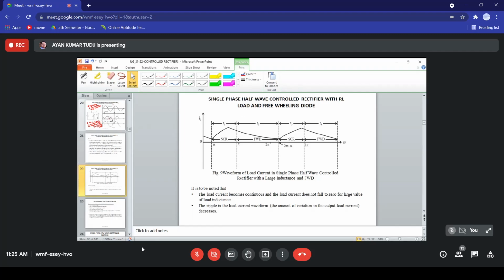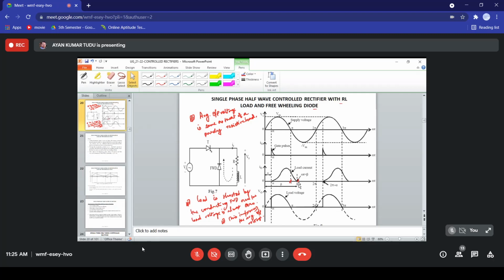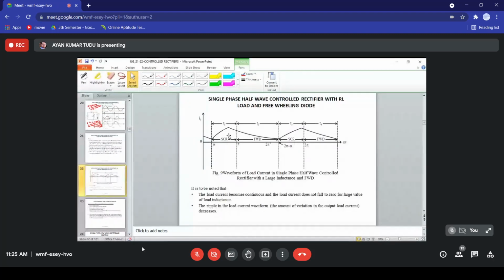In the earlier case the load current falls to zero, so you can see how high the ripple content is, whereas with a very large inductance value, the ripple in the load current waveform would be less compared to the previous case where the load inductance was very small.